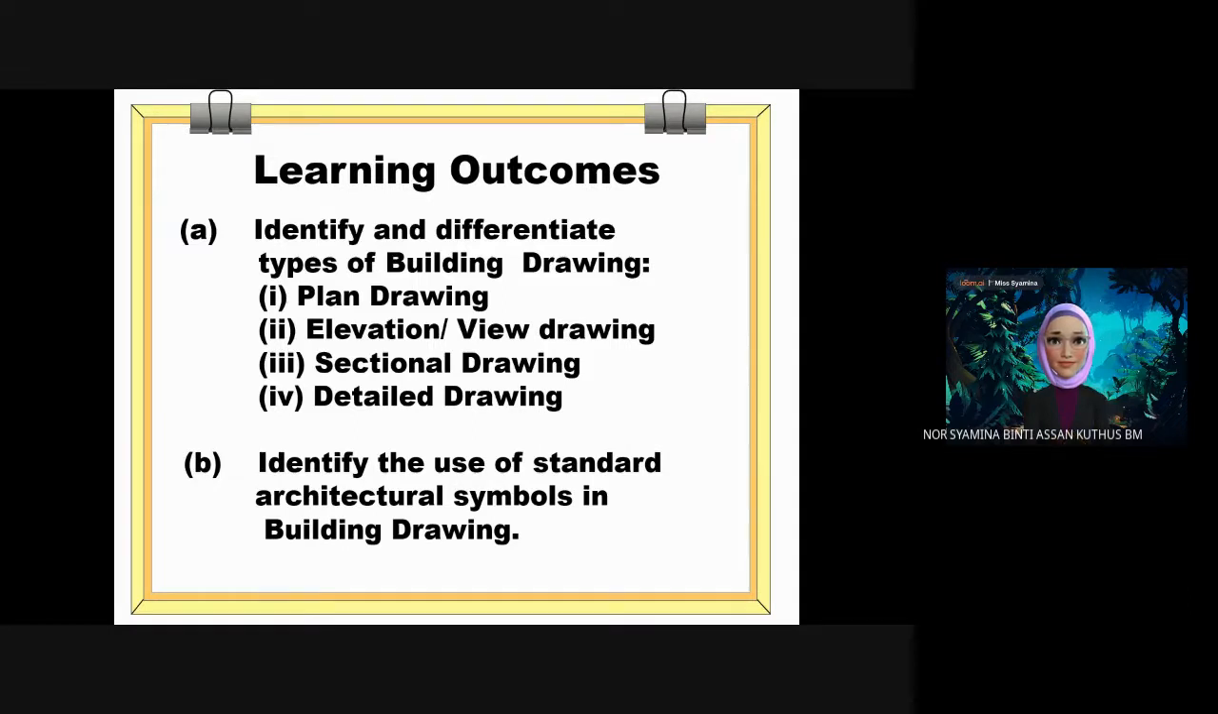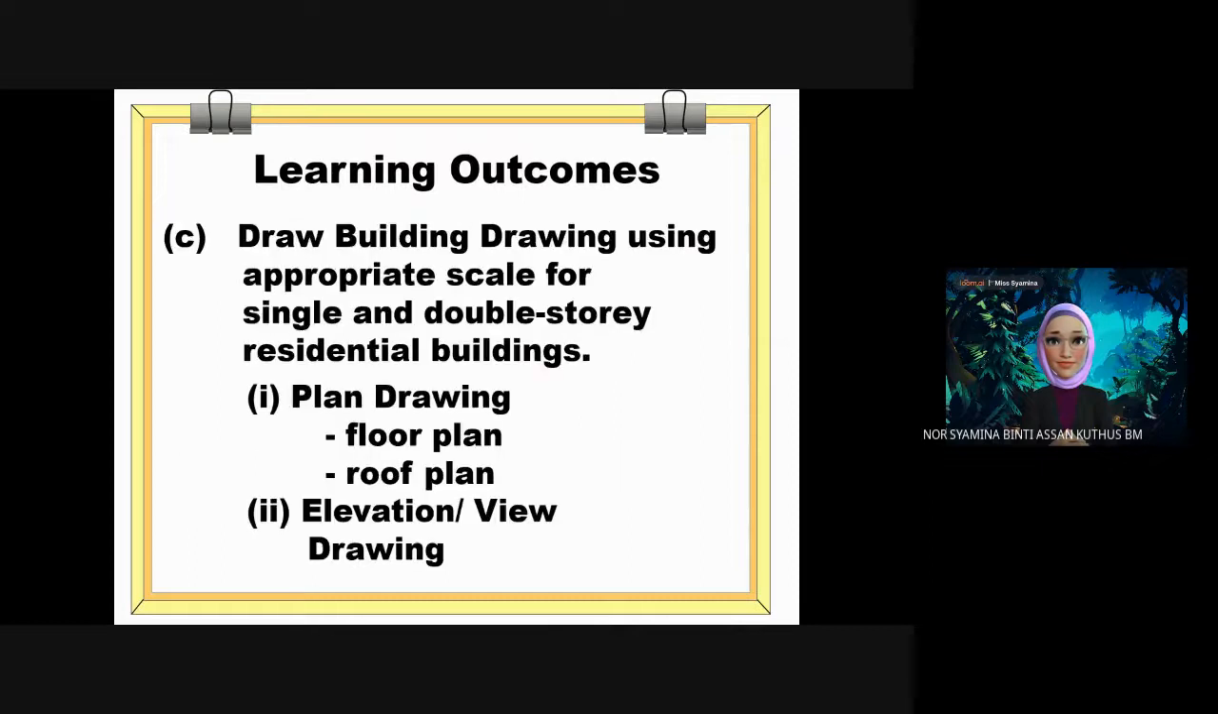We have already identified some of the symbols for electrical component kan. So now we're going to identify the architectural symbol for building drawing. Then we're going to draw this building drawing using some appropriate scale for single and double story residential buildings. Okay, so we're going to draw some plan drawing, floor plan, and roof plan. We're also going to draw some elevation view of a single and double story residential building lah, contoh lah kan.